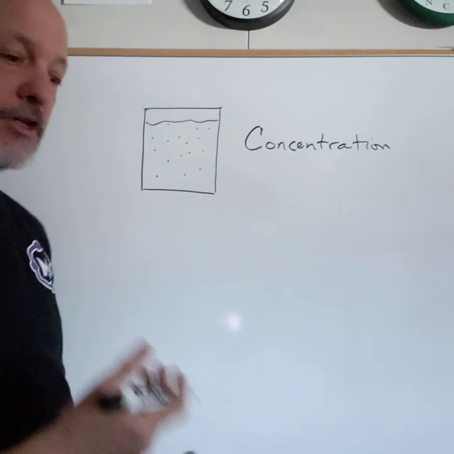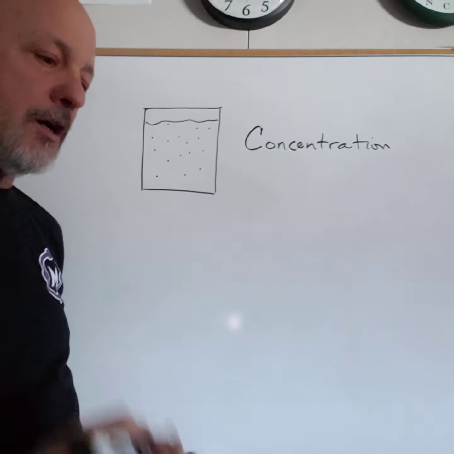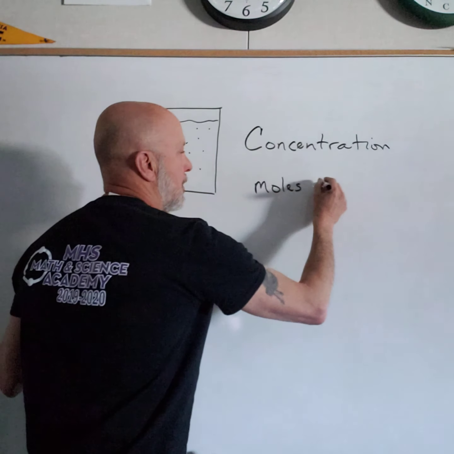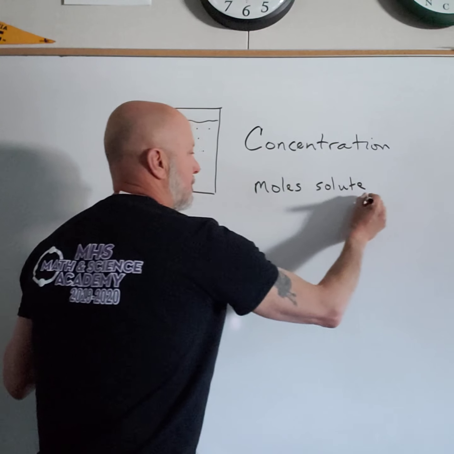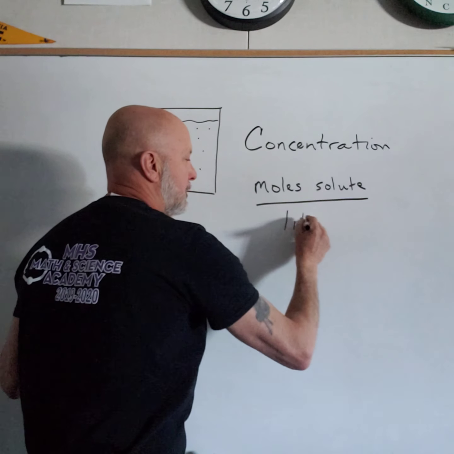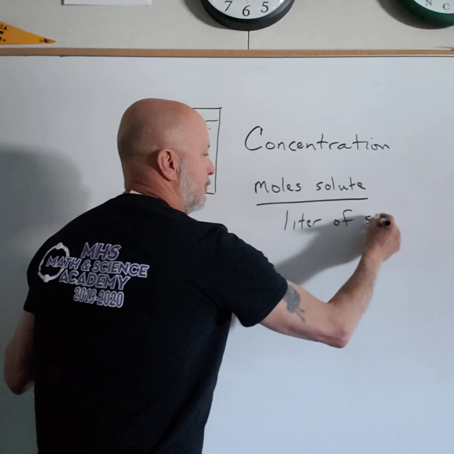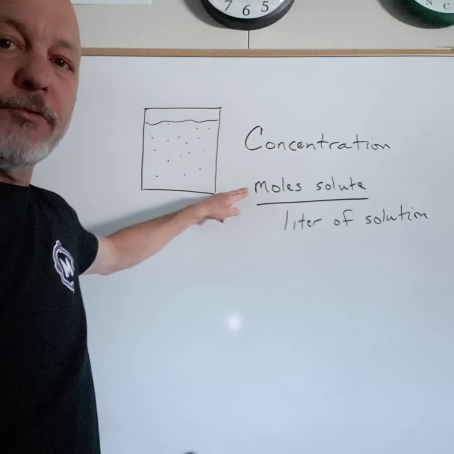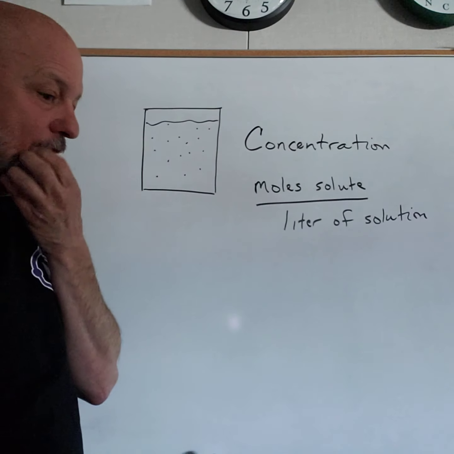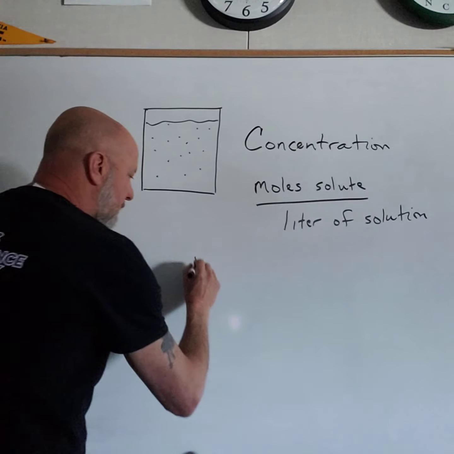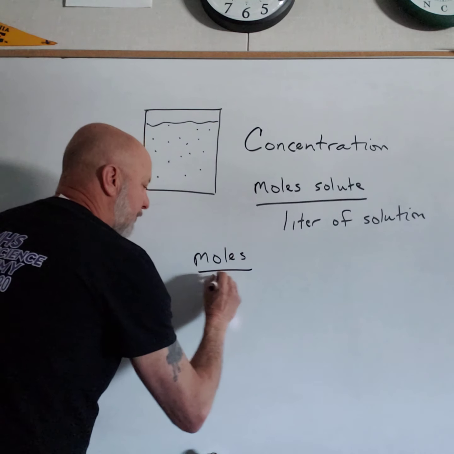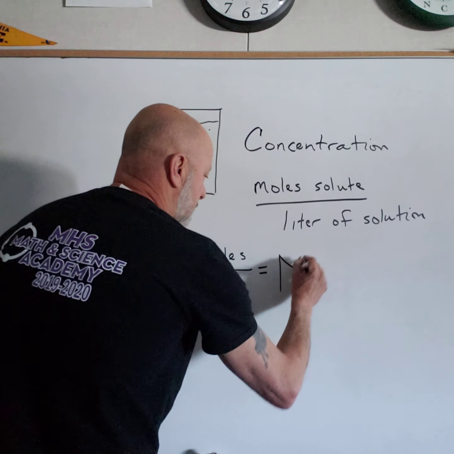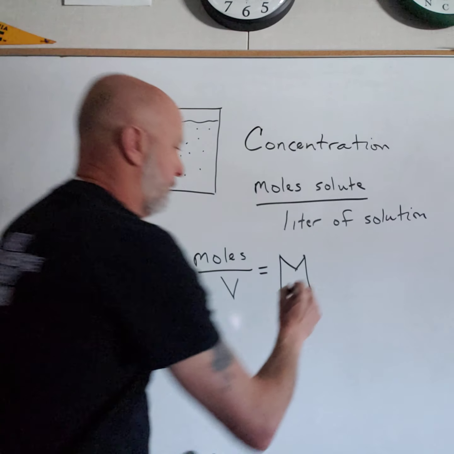The most common way we measure concentration is in how many moles of solute per liter of solution. That's how we measure it, right? Quantity in chemistry is in moles, and then volume, in this case, in liters. Moles per volume, as long as my volume is in liters, equals big capital M for molarity.